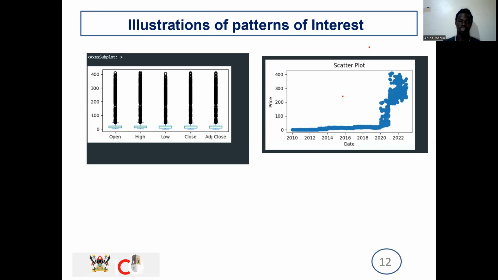This first one here is a box plot. Now the whiskers are that line before the outliers start appearing. Those little circles are our outliers.